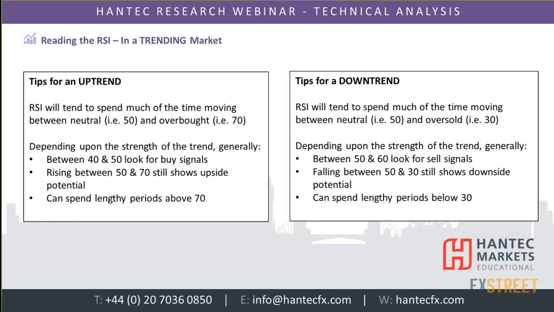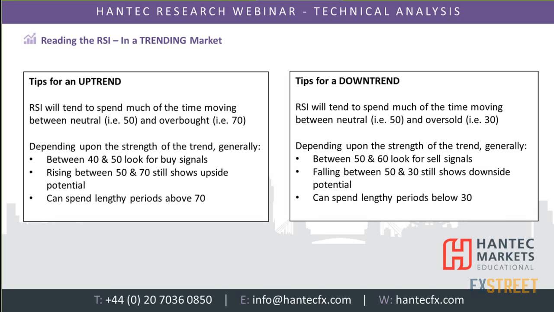Therefore, the RSI is generally below 50, and looking to push into oversold territory, which is below 30. And again, it can stay below 30 for a considerable period of time. Once again, you're looking for your sell signals in a downtrend, because buying into a downtrend, I think, is a risky strategy. So you're looking for your sell signals maybe between 50 and 60 on the RSI, and once again, you are consistently in that trend.